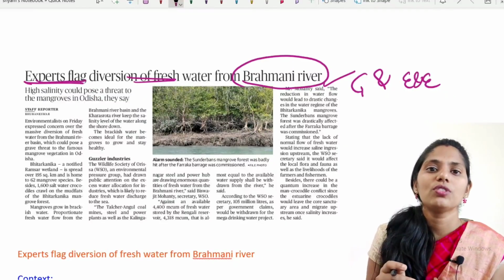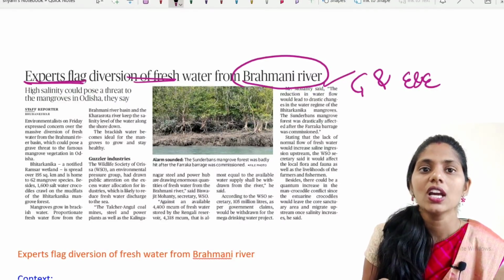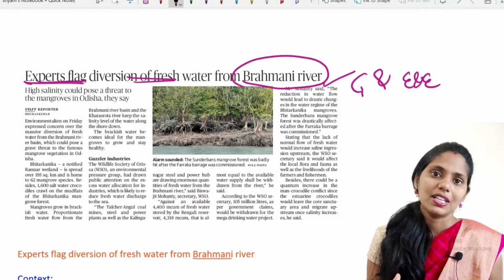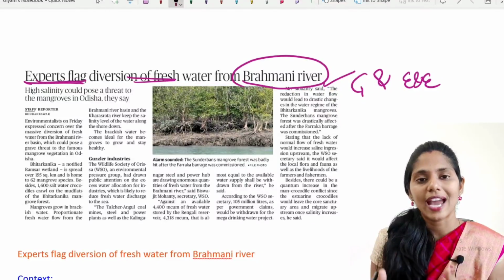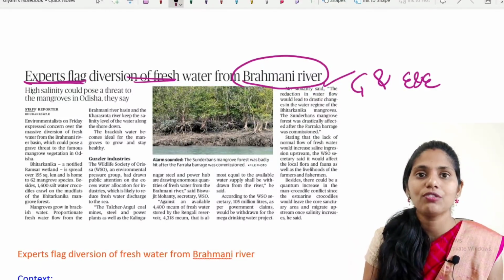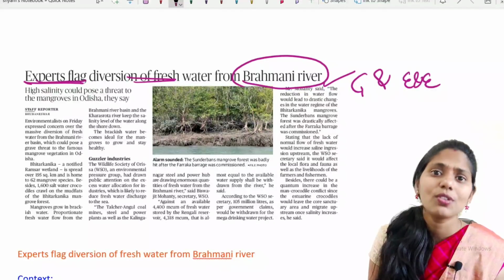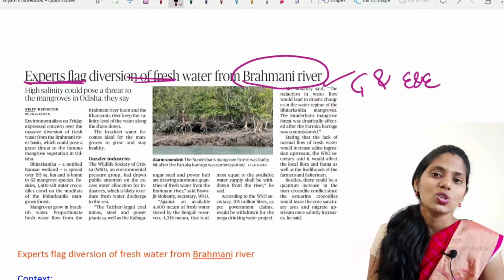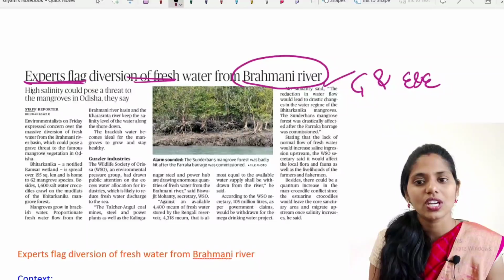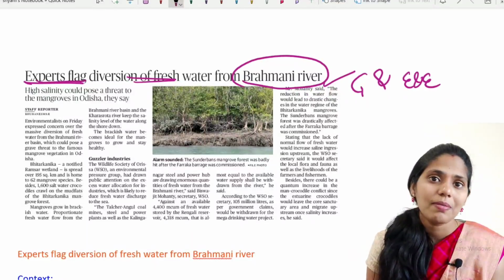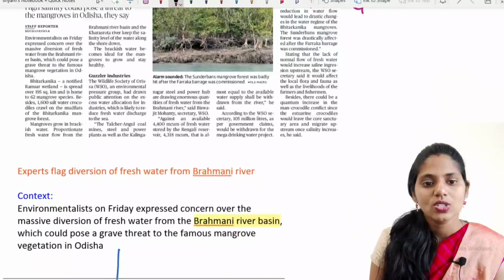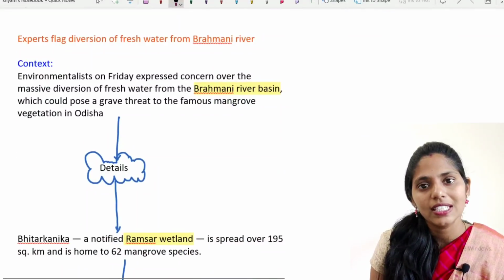From the geography point of view, you can expect questions regarding tributaries of this Brahmani river, and you need to know about its catchment, where it flows, in which state, and whether it is an east flowing river or a west flowing river. So in this way you can expect questions regarding this Brahmani river from a map based point of view. Now let's see the context, why it is in the news.